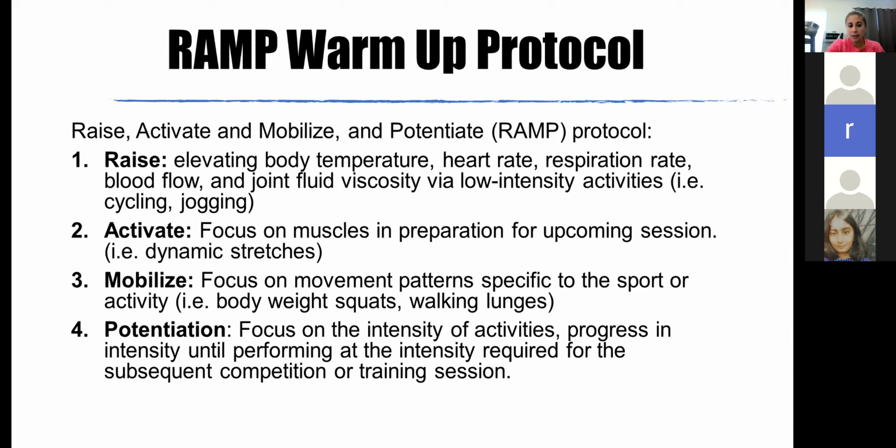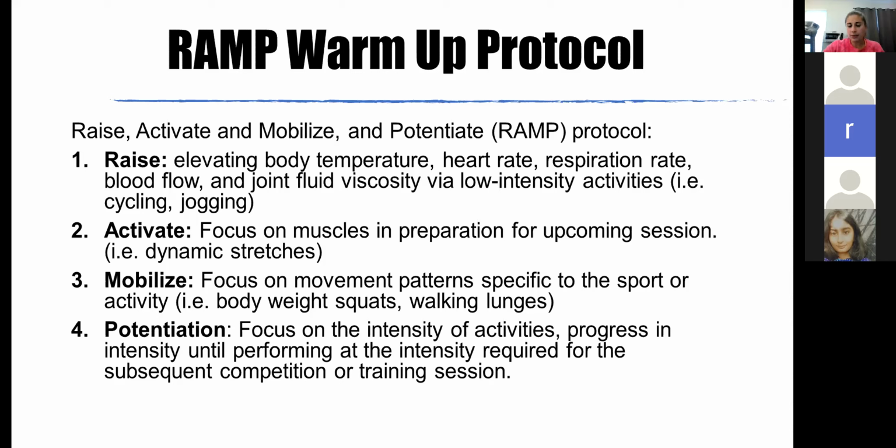And as we get into the last component here, which is potentiation, this is now where you're going to increase the intensity up to where you're going to be working in your exercise session. So again, whether it's at the gym or in a sport, this is where the intensity is going to go up and be very specific to the intensity you'll be working at. So you might be doing a few sprints. You might be doing some shots at the net if you're, let's say, playing soccer, and anything, again, as we get specific to that sport, okay?